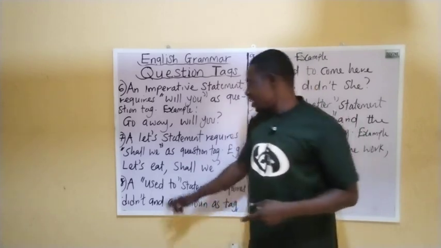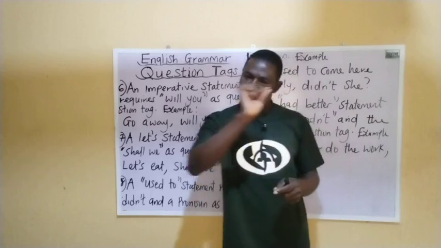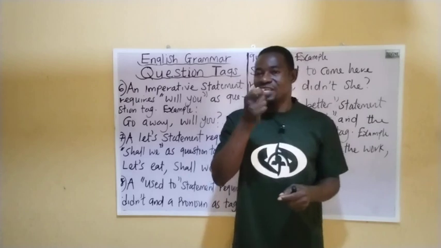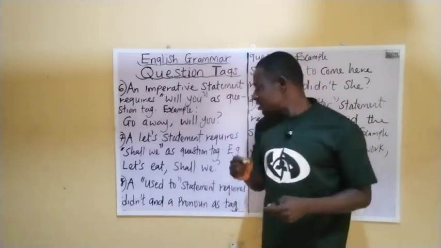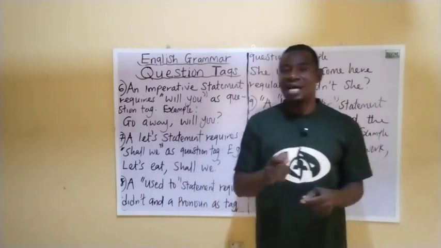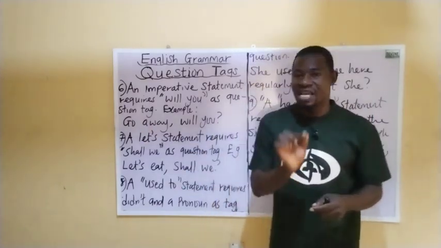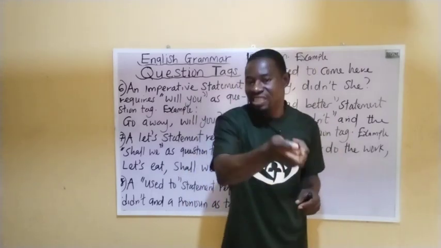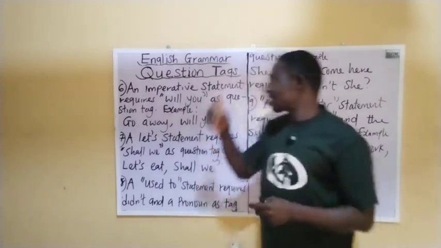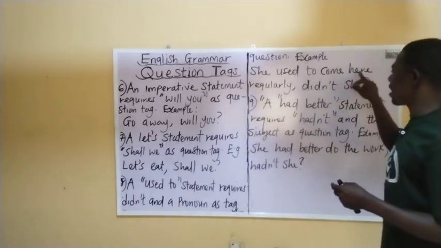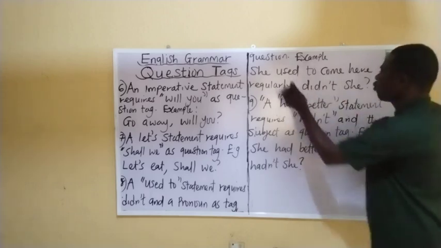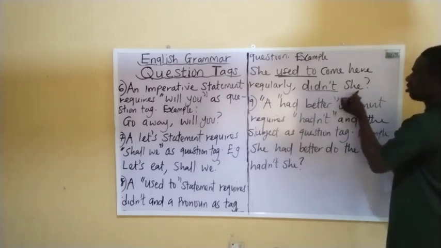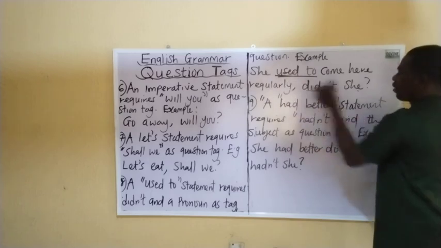Rule number 9 says, a used to statement. Okay, fine. Used to means past. A statement involving used to requires the use of didn't and a pronoun as question tag. I repeat, a statement that makes use of used to requires didn't and a pronoun as question tag. Example, she used to come here regularly, didn't she? Used to here is past tense. So the question tag is didn't she, didn't for the past and she for the pronoun.